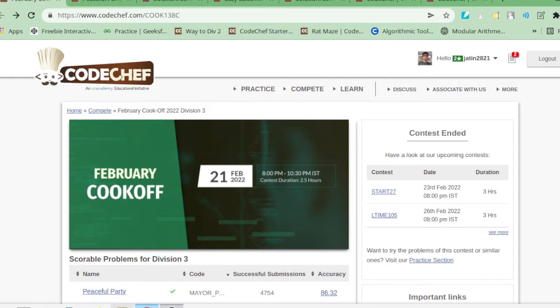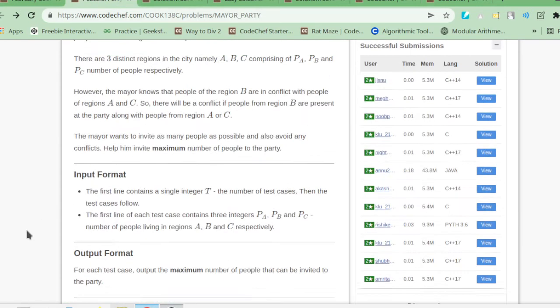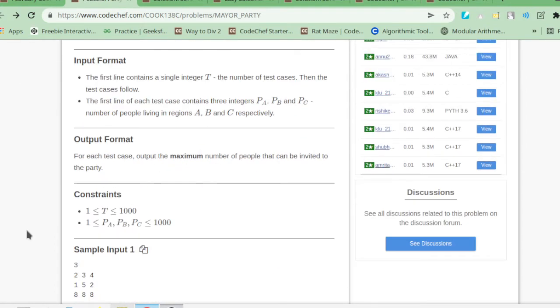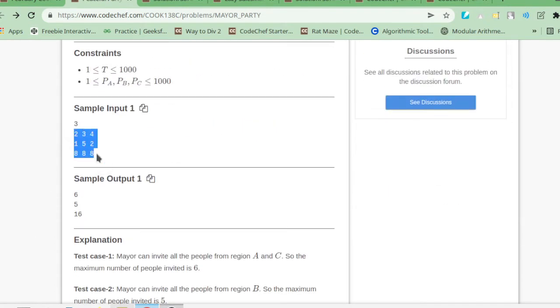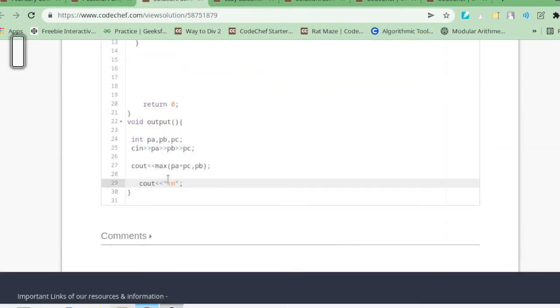In this video we'll be seeing code for the first four problems. The first question was Peaceful Party, and it was an interesting, easy question where the mayor wants to give a party. These are the sample cases, and its code is pretty easy. You just have to output the maximum of PA, PC, and PB, like PA plus PC.